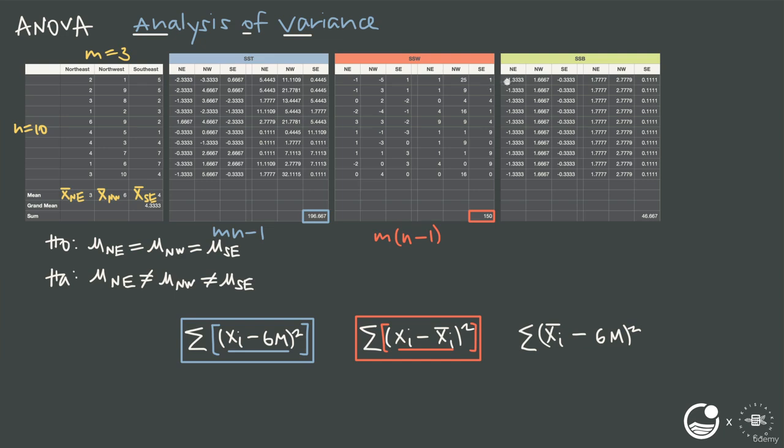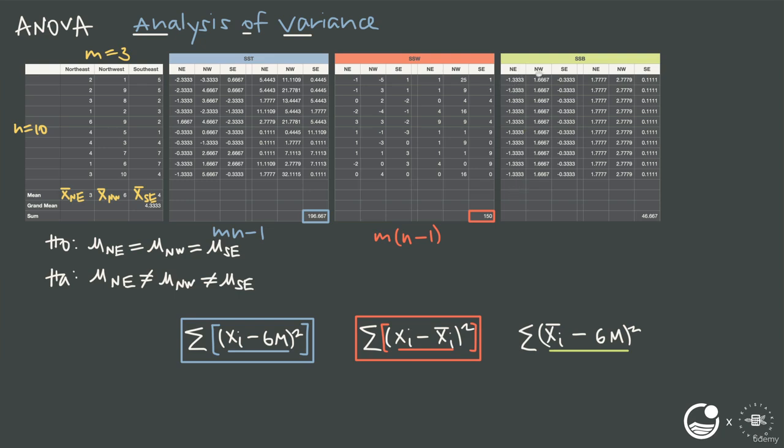We see that value recorded in the left-hand side of the sum of squares between table. Then we square that negative 1.33 and we get a positive 1.77, and we see that squared value here. Realize that we're always going to get the same value for every data point in the Northeast group because we're always using the same mean for the Northeast and the same grand mean. We're just making this calculation 10 times for all 10 data points in the Northeast sample, so we see that negative 1.33 in the entire Northeast column.